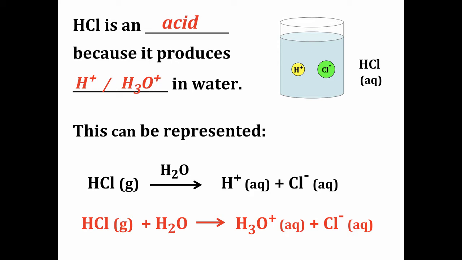Now, of course, acids have other characteristics as well. They have a sharp taste. They turn litmus paper red. They have low pH, things like that. But what makes a thing an acid in general is that it produces hydrogen or hydronium ion in water.